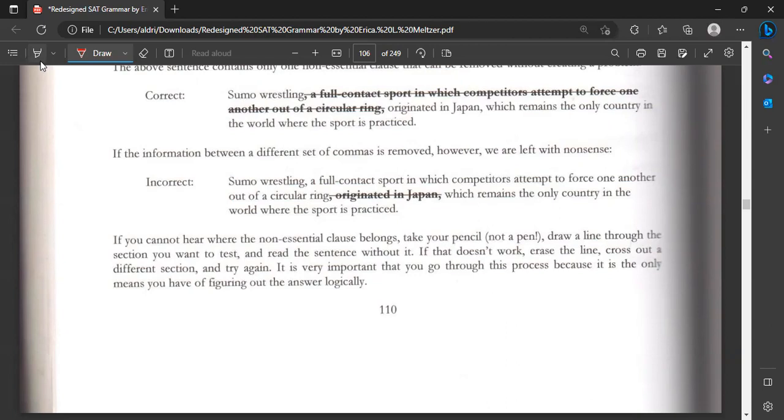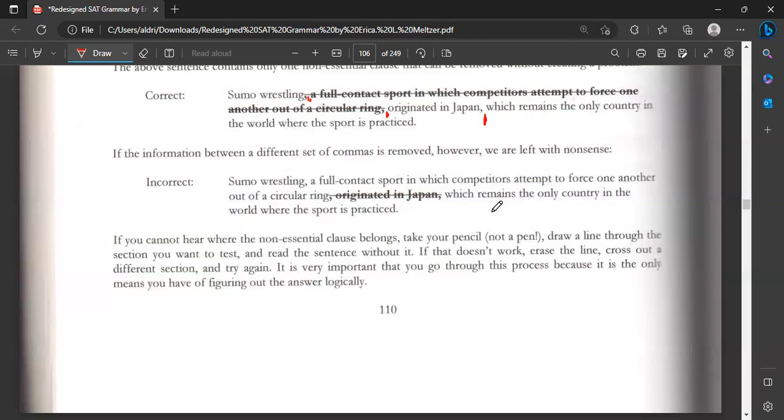So that just shows that "originated in Japan" is actually essential, right? I want you guys to remember the purpose of looking at this question is that sometimes you have a comma here, you have a comma here, you have a comma here. So the first two commas mark the non-essential clause. We have another comma in the sentence, but this comma is just serving normal punctuation purposes. A comma is just nicely creating a pause here, so that we avoid a run-on sentence. That's pretty much what that comma is for.